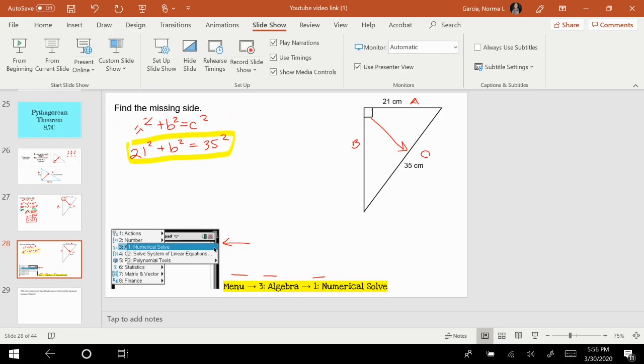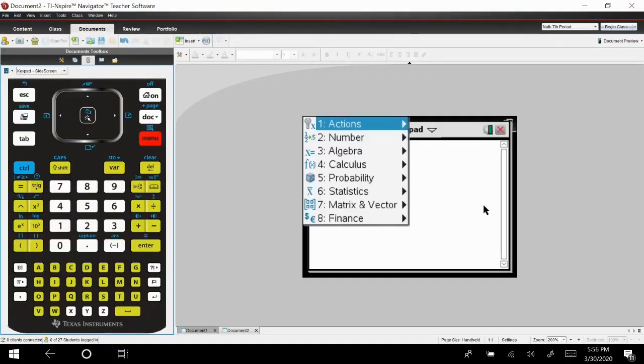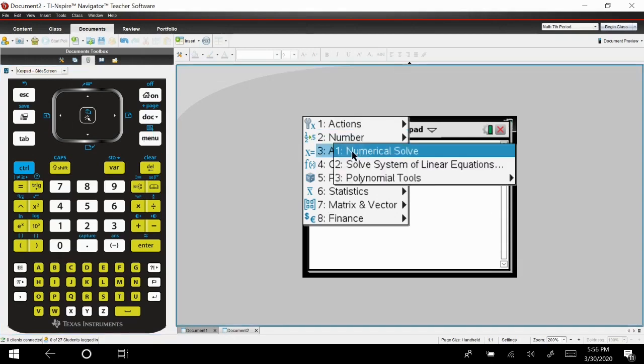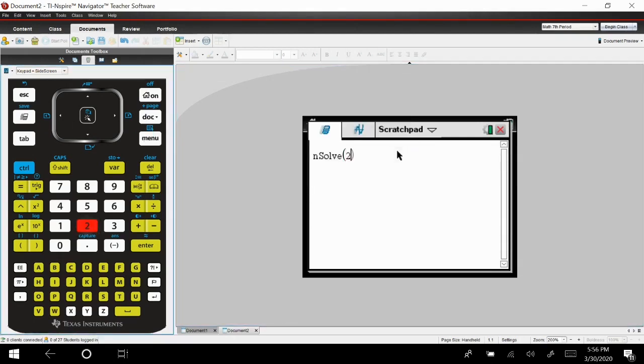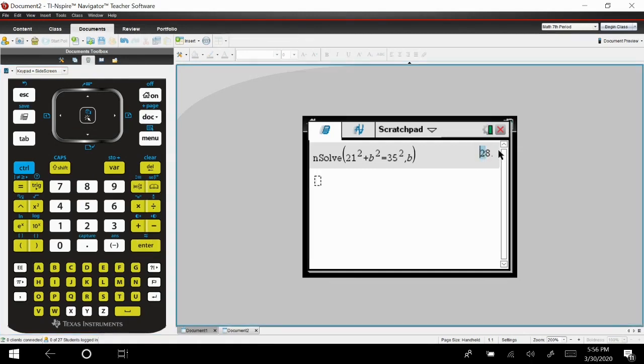So check this out. Menu, 3 and then 1, we need our nsolve. And then here's where we're going to plug in exactly what we just wrote. 21 squared plus B squared equals 35 squared. But we've got to tell the calculator that we're looking for the letter B, so go ahead and put your comma B. And it gives you your answer as 28.